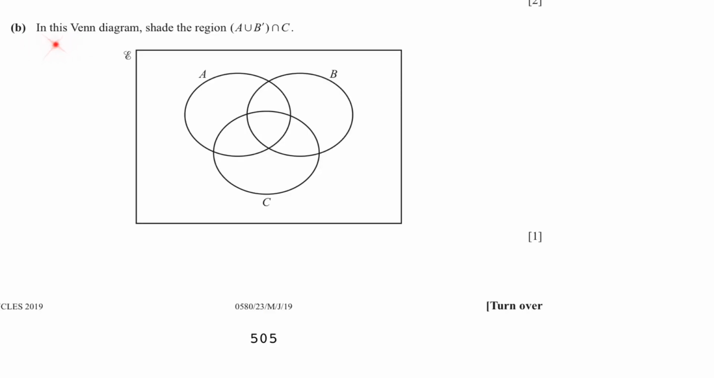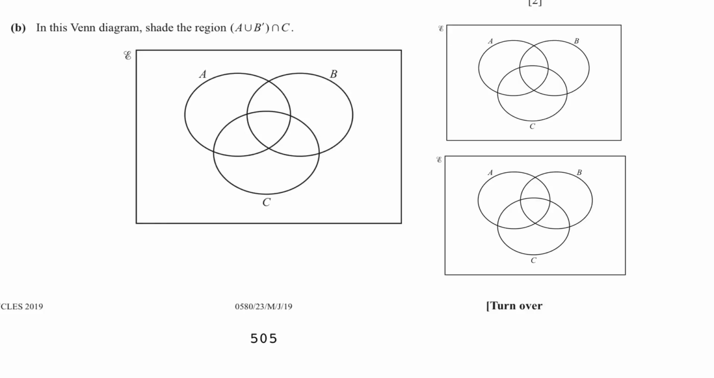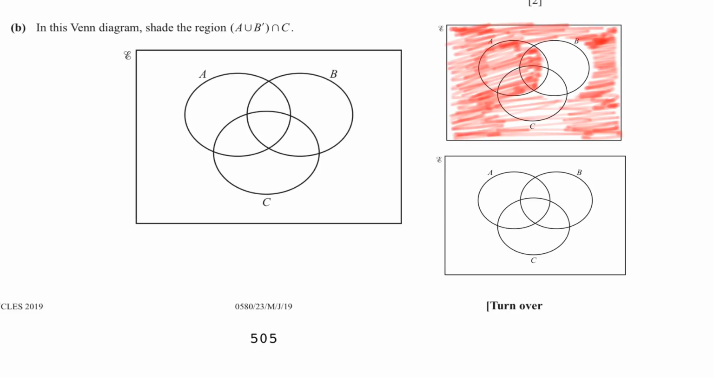In B, we have been given a Venn diagram. Shade the region A union B complement intersects C. I like to say B complement as not B. It makes it much easier to understand. We will shade the two parts separately. We'll first do A union B complement. It means A union not B. That will be everything that is in A and in not B. That means it's the only B part. So this is the shading that we'll be doing for it. All of this except the only B part.